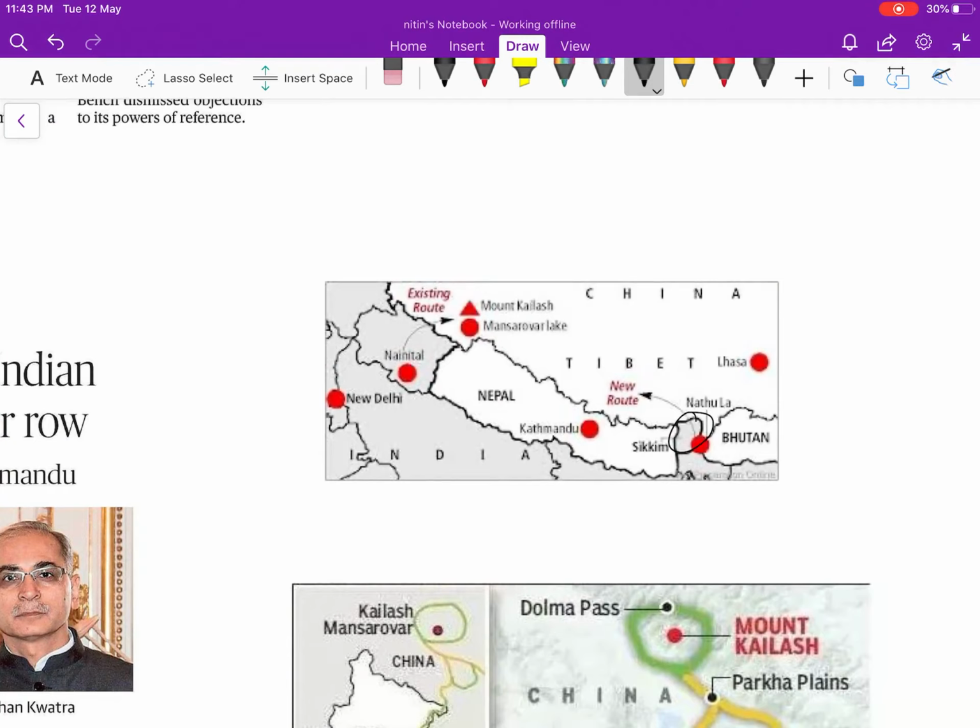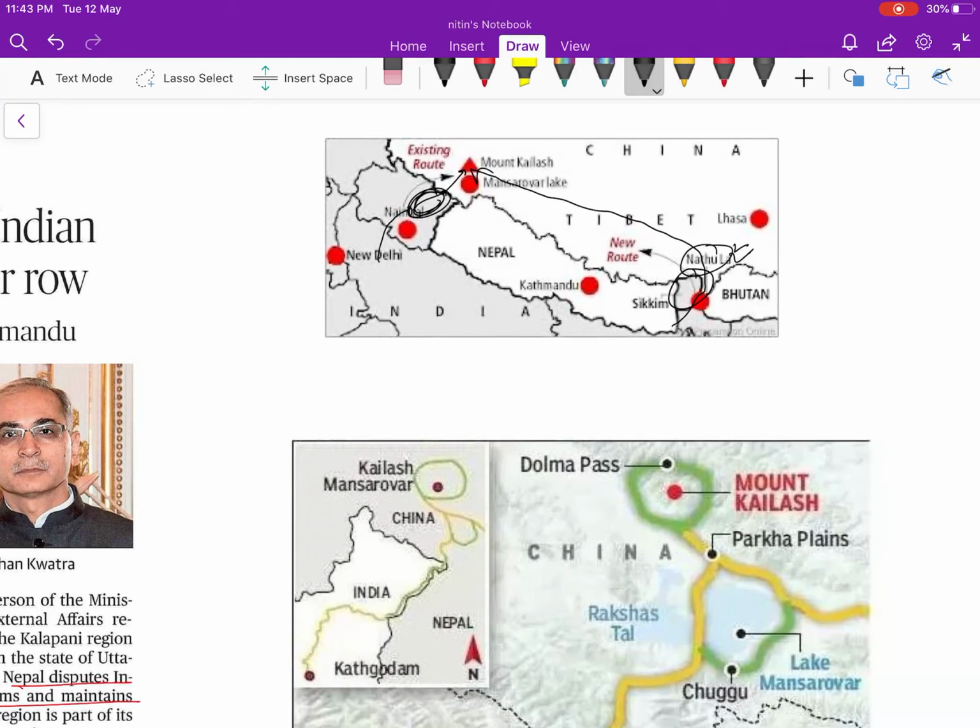So here you can see Nathula Pass. The existing route goes through the Nathula Pass, then goes to Mount Kailash. Mount Kailash, the abode of Lord Shiva. Another route is also through Uttarakhand, passing through the Lipulekh Pass and then to Mount Kailash. But a huge section in the Uttarakhand region was not built as road. So it was off-road, very rough terrain, a very tough route, and the pilgrims had to face a lot of hurdles.